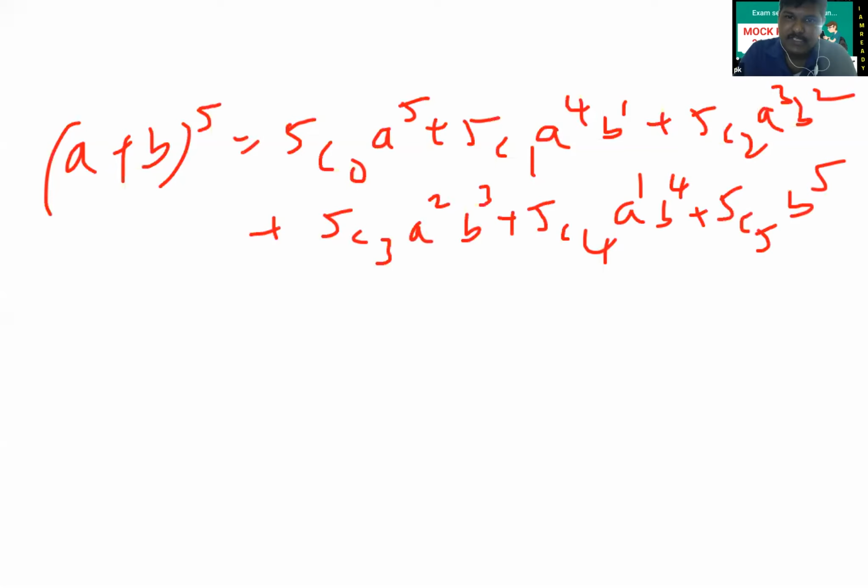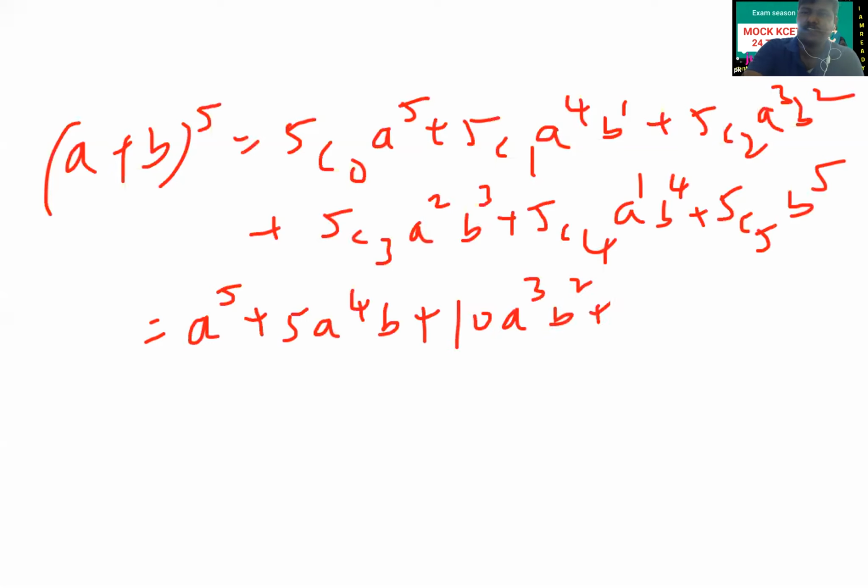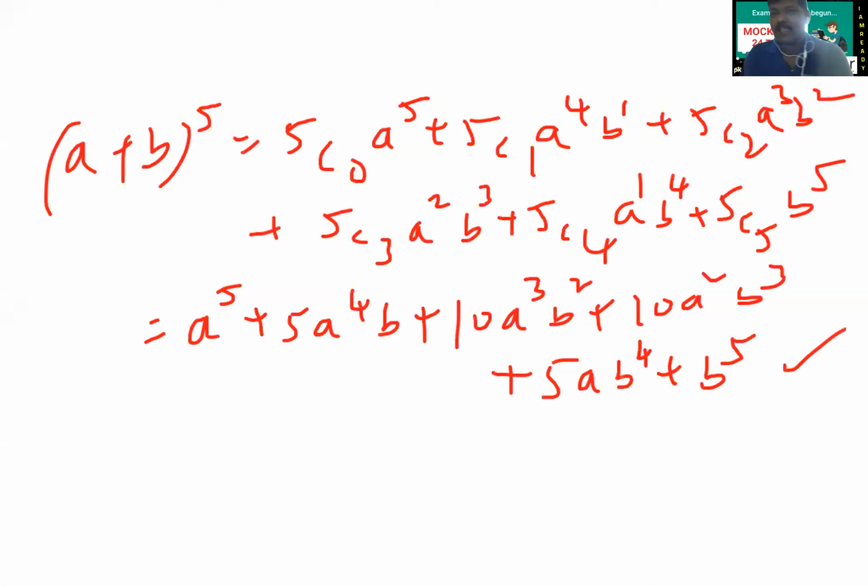The power of first term is decreasing, power of second term increasing. 5c0 means 1 a power 5 plus 5c1 means 5 a power 4 b plus 5c2. How to find 5c2? 5 into 4 by 2 into 1, 10 a cube b square plus 5c3 same as 5c2, 10 a square b cube. 5c4 means 5 a b power 4. 5c5 means 1 b power 5. This is the way we need to expand any binomial expansion. Write one question like this. Write this one fast.